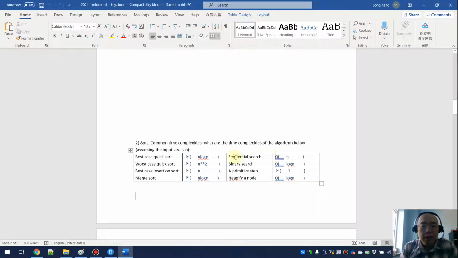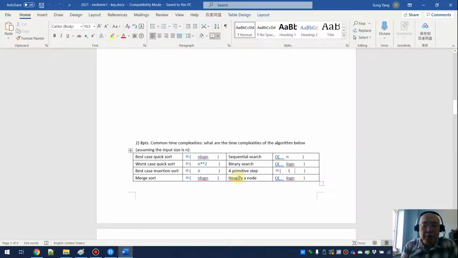Okay, and since I didn't say whether it is for the best case or the worst case of the sequential search, saying this is a O n is actually the safer way, because we can still be lucky, right? And then for the binary search, I use the O again, and we have O log n, because we are making use of the fact that the list is sorted, so we go into the middle, and then we decide whether we want to search on the left side or on the right side, but we don't have to do both. And then a primitive step is a theta 1, because that's a constant cost.